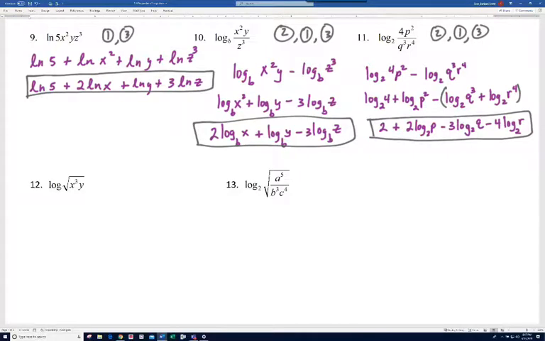Again, notice in all our logs, it's the log of a single value. There's no exponents. There's no product or a quotient. And so this is what we mean by expand, when we expand logs.